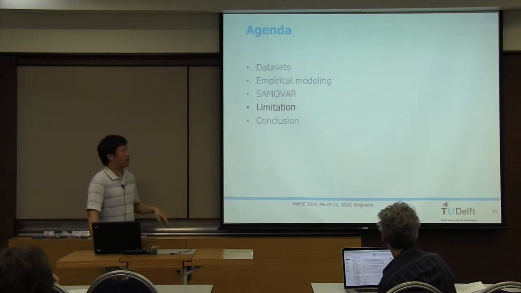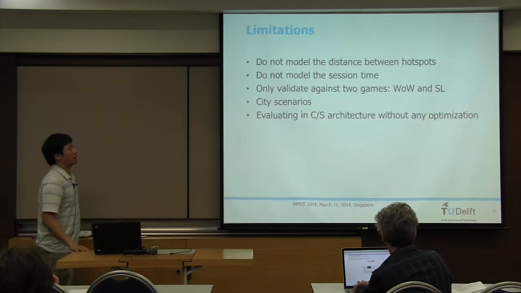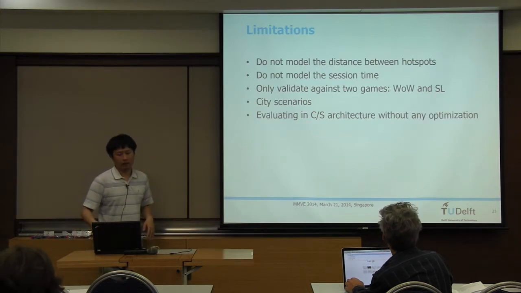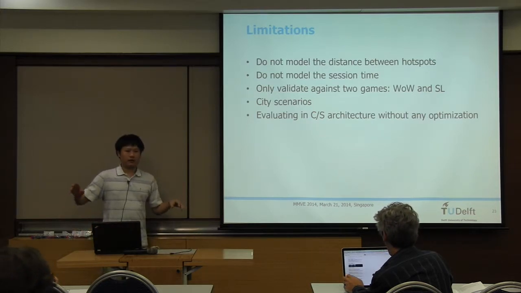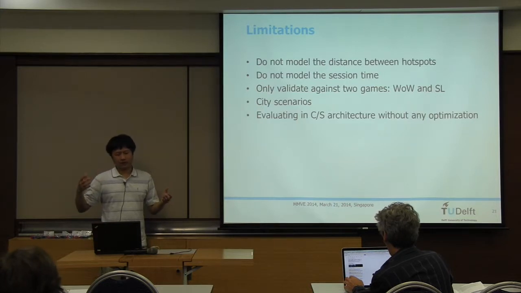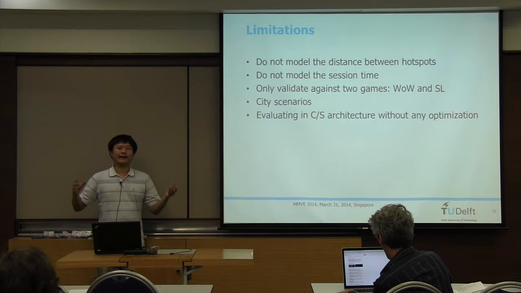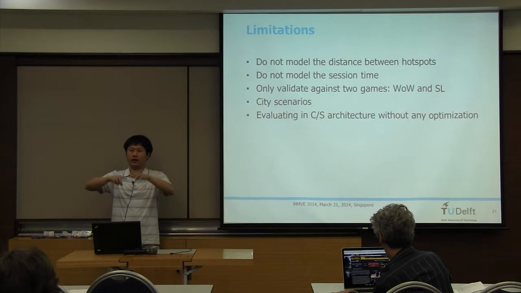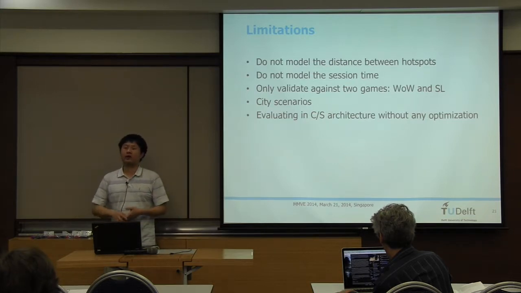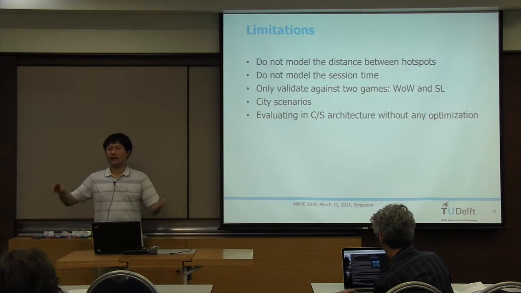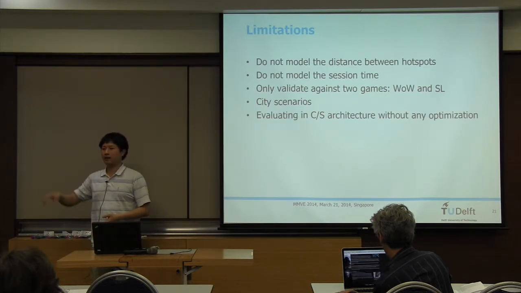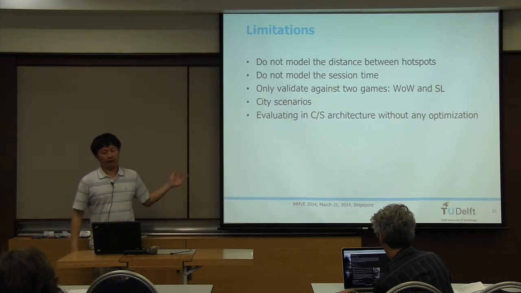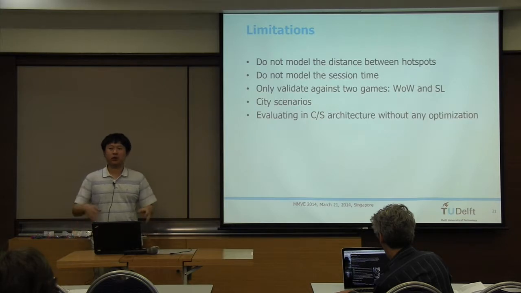Next, I will talk about the limitations of this model. Our model does not model the distance between hotspots. As you can see from our previous slides, if you simply look at it, the distribution of hotspots is not that realistic, especially compared to real scenarios or any game scenarios. We do not have a plaza-like structure or any structure; we only model the probability, but not the distance between different hotspots.